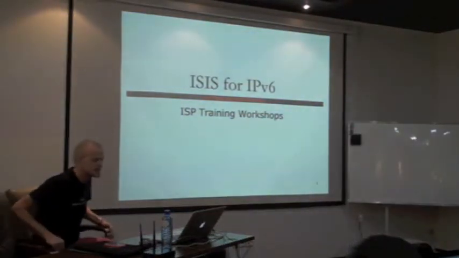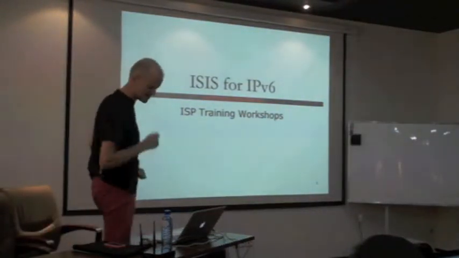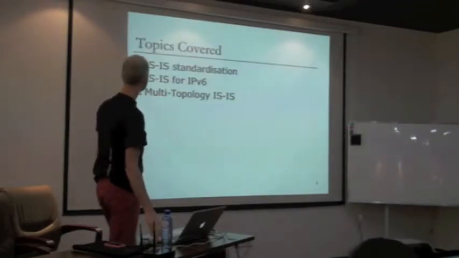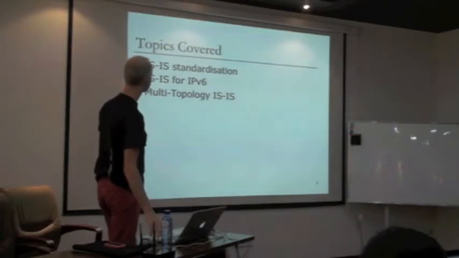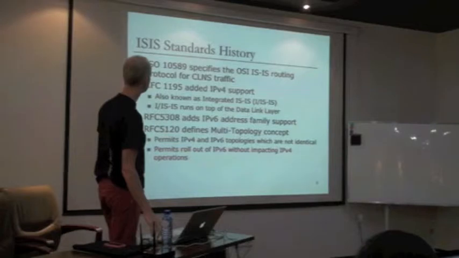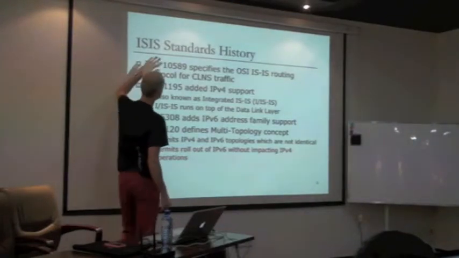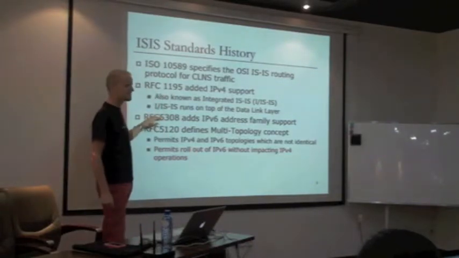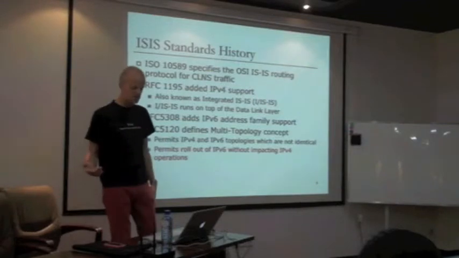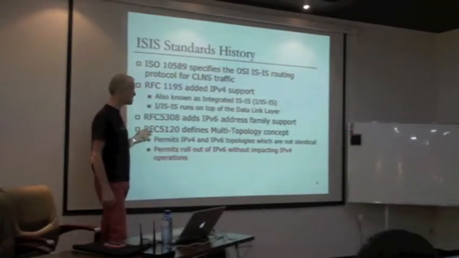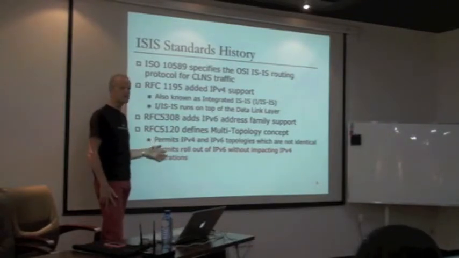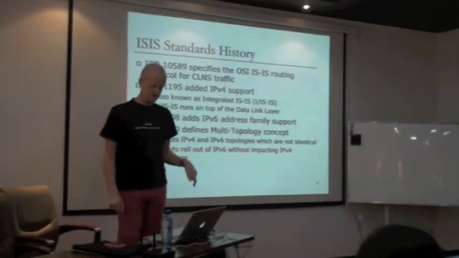So, ISIS for v6. I've got a bit more detail than I had in the earlier setup. We'll look at ISIS standardization, ISIS for v6 and multi-topology. As I said, this was the history: ISO 10589, RFC 1195, and 5308 added v6 address family, 5120 added multi-topology. The advantage with multi-topology is that you can run v4 and v6 topologies that look different, which is very useful for rolling out v6. We're going to use multi-topology in the lab, and hopefully it will all work.